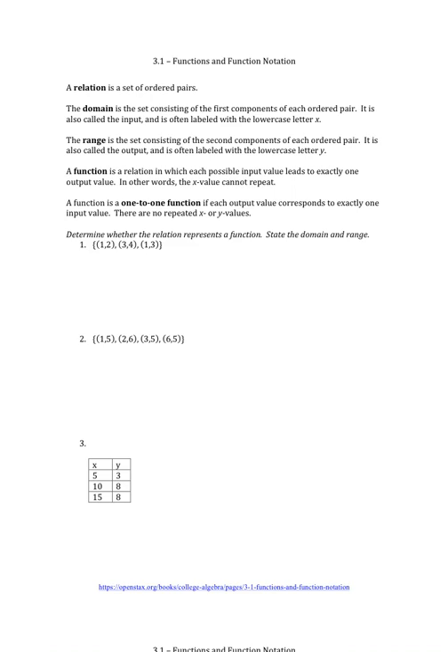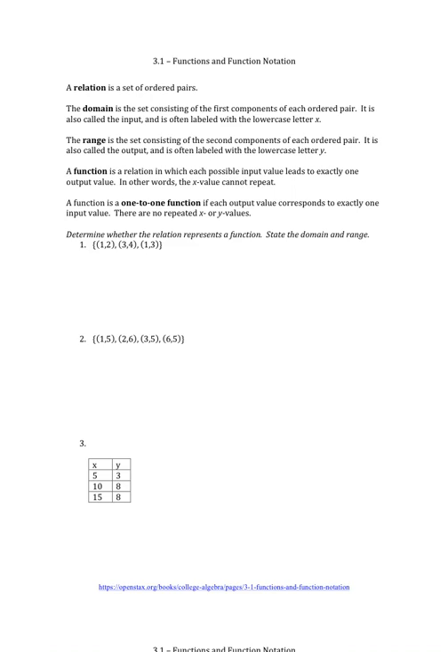A relation is a set of ordered pairs. It's really just a relationship between two items, two expressions, two variables. The domain is the set consisting of the first components of each ordered pair. It's sometimes called the input, given by the letter X. The range is the second component of the ordered pair. It's sometimes called the output, and it's usually labeled with a Y.